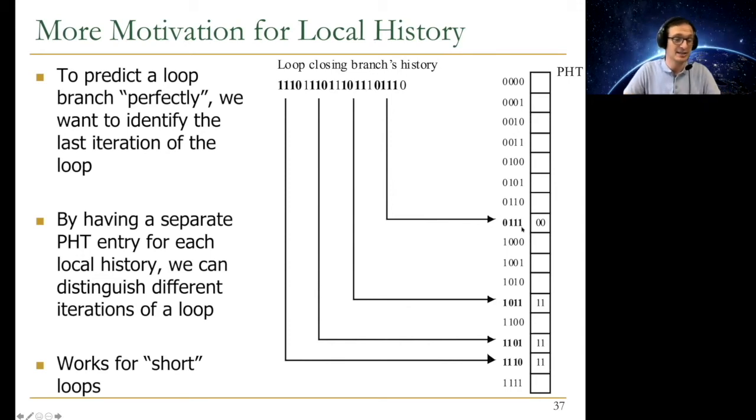So this is not easy to accomplish in a 2-bit counter or an n-bit counter state machine. You really need to know the history of which previous directions this particular branch went to identify the loop closing branch. We will later talk about loop predictors, which try to do this in a different way, but this is one reason why these local histories work. There are other reasons why this works, which I'm not going to get into right now.